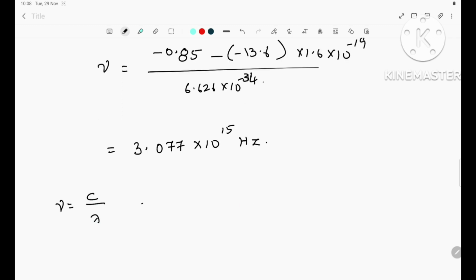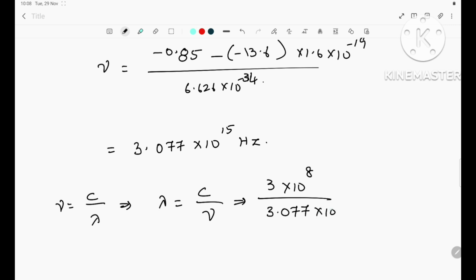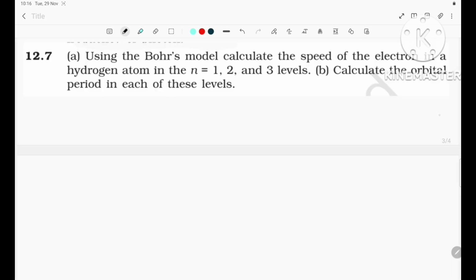Frequency is equal to c by lambda. So therefore, lambda is equal to c by frequency. So we have 3 into 10 to the power of 8 divided by 3.077 into 10 to the power of 15. So your answer for lambda is equal to 975 angstrom. All this calculation you can do by yourself.